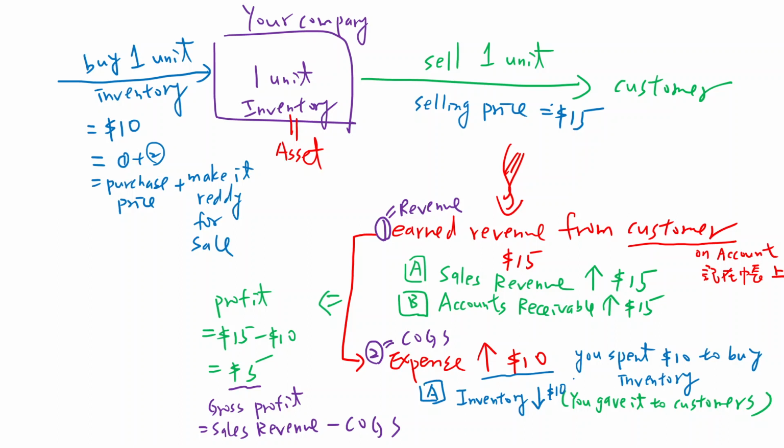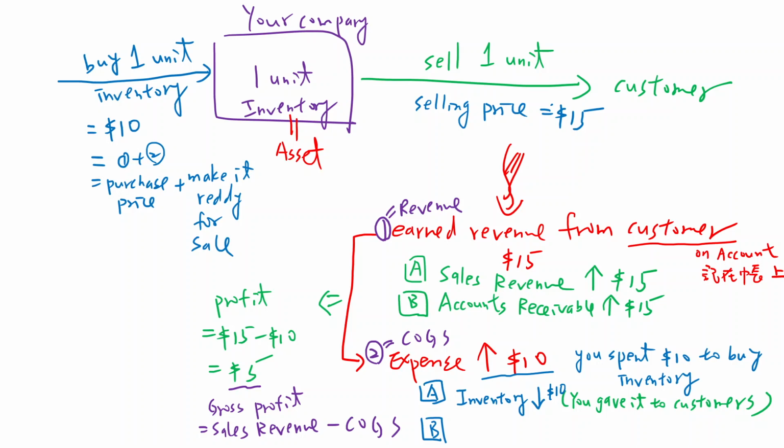At the same time, your expenses increase. Why? Because you spent the expense $10 in order to earn the revenues. So your expenses increase. Could you tell me, for that $10 expense, which term we use? Sales revenue minus cost of goods sold. The expense related to inventory, we call it cost of goods sold.